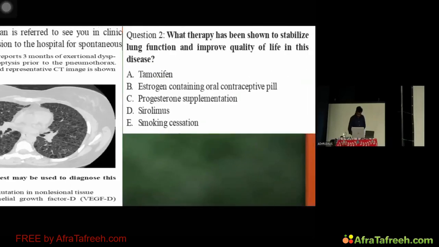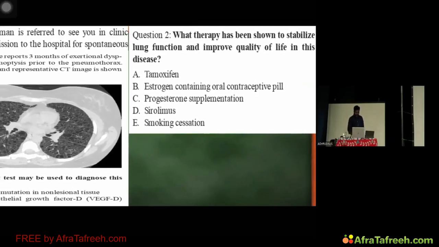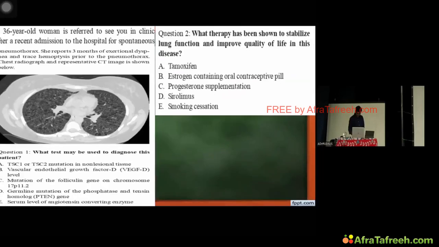What therapy has been shown to stabilize the lung function and improve the quality of life in this patient? It is going to be sirolimus.